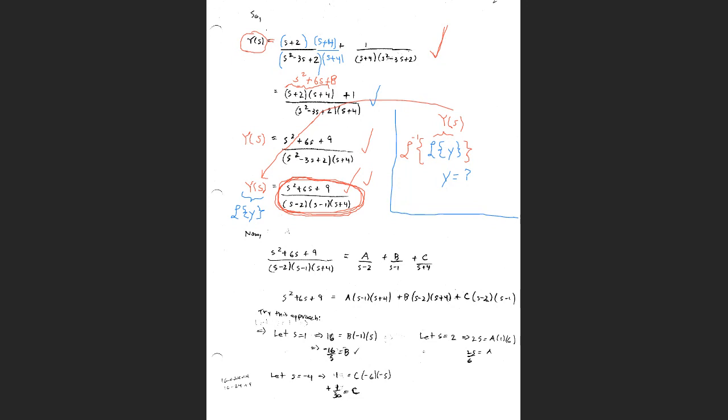So here, I have three linear factors. That fraction is going to equal a over s minus 2 plus b over s minus 1 plus c over s plus 4. Then I'm going to multiply both sides of this rational equation by the least common denominator, which is s minus 2 times s minus 1 times s plus 4.